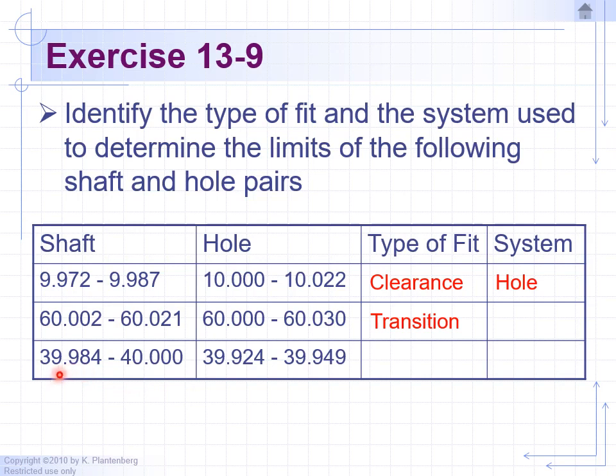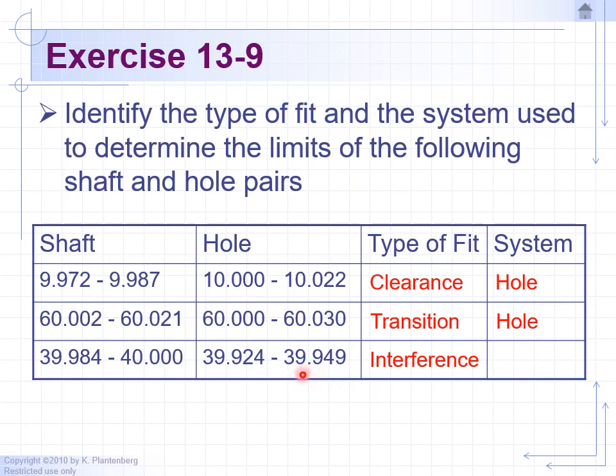So here we have a shaft of 39.984 up to 40. If you randomly pick a shaft from the bucket, you may end up with something as small as 39.984 or something as large as 40.000. And in the other bucket, we have the blocks with holes. The holes range from 39.924 up to 39.949. So in this case, the hole is always guaranteed to be smaller than the shaft. No matter which block you pick, the hole will always be smaller than the shaft.